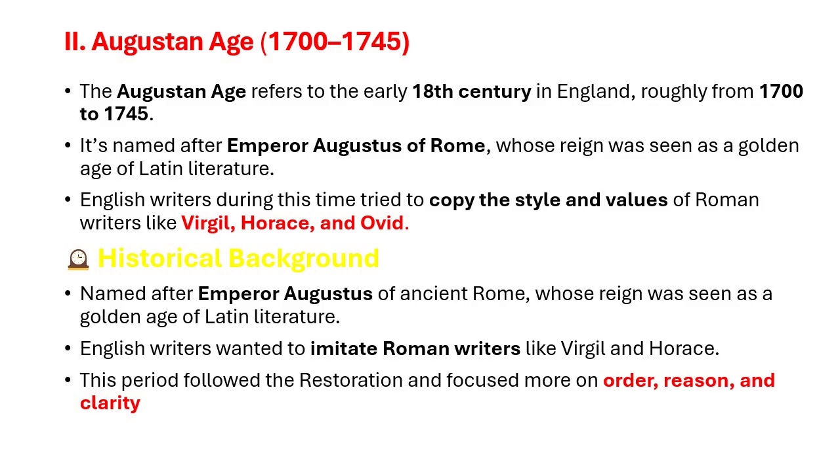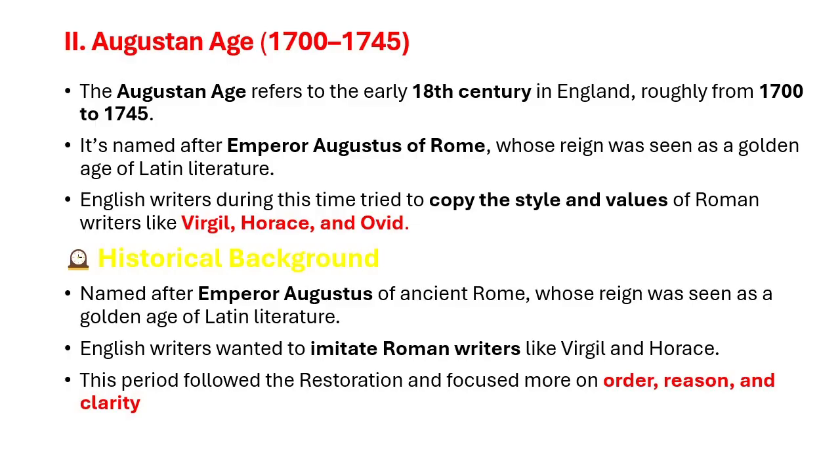English writers wanted to imitate Roman writers like Virgil and Horace. So this period followed the Restoration and focused more on order, reason, and clarity. The main features of Augustan literature are classical style, reason and logic, satire, heroic couplets, prose and journalism, and moral purpose. So basically, these are the main features of Augustan literature.